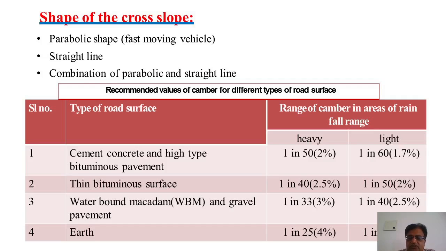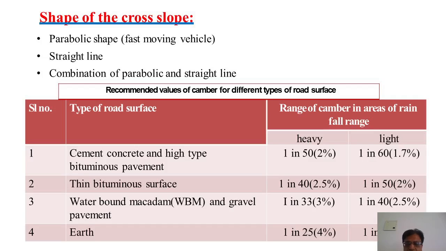The recommended values of camber for different types of road surfaces. This is very important for both the heavy rainfall area as well as the light rainfall area, depending on the type of pavement. If it is a concrete pavement or a high type of bituminous pavement, in a heavy rainfall area you need to provide a camber of 2%, whereas in a light rainfall area, 1.7%, 1 in 50 to 1 in 60. Thin bituminous surface, 2.5% or 1 in 40 in a heavy rainfall area, 1 in 50 in a light rainfall area, or 2%.